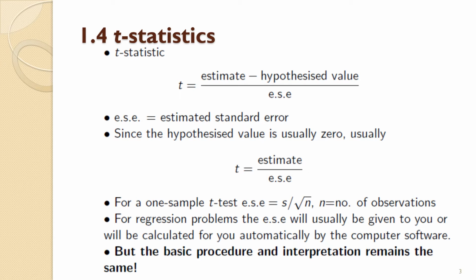Now, it gets more complicated for regression problems that we'll talk about later on in the course, but the same basic procedure holds. The t-statistic will always be the estimate minus the hypothesized value over the estimated standard error, and usually just the estimate over the estimated standard error. It's harder to calculate the estimated standard error in those cases. So on this course, this will usually be calculated for you by the computer software, or I would give you the estimated standard errors. But the same basic procedure and interpretation remains the same in both cases.